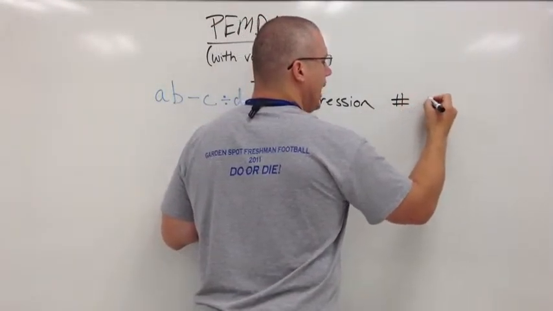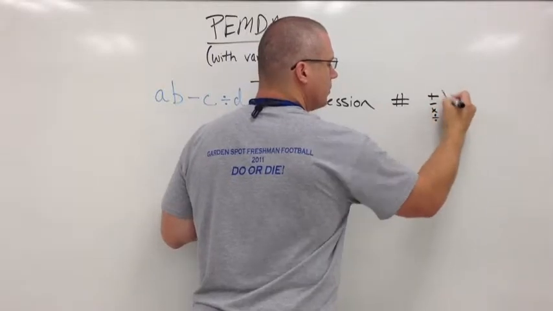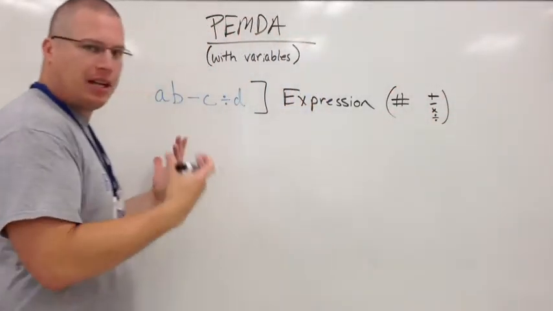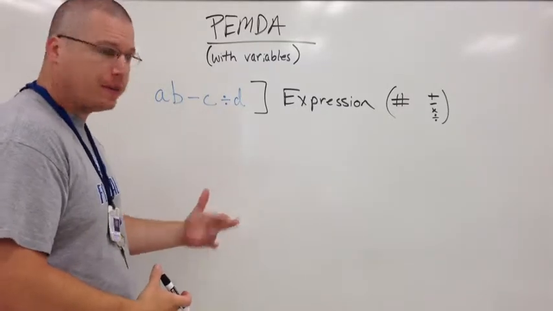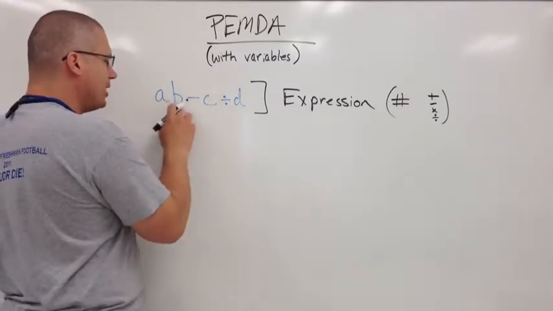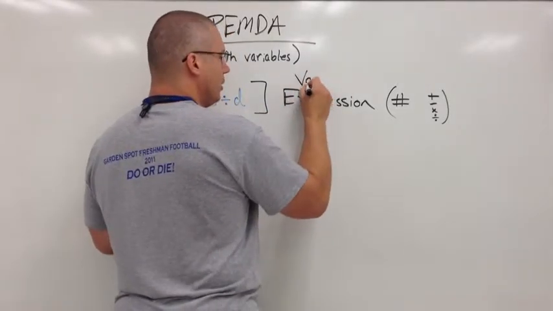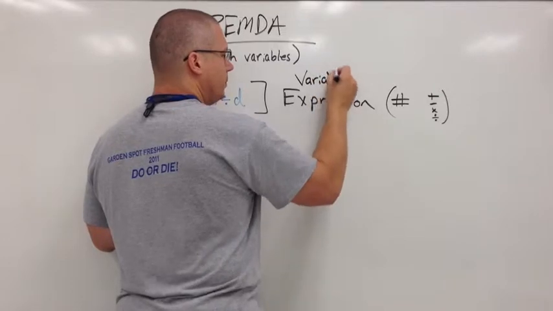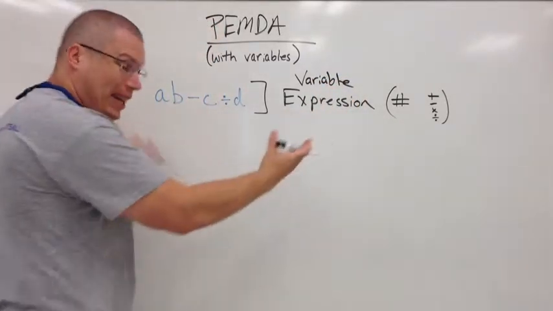An expression is when I have numbers tied together with operations. Numbers and operations. So that's what makes an expression an expression. It's not a problem, it is an expression. Now, this one specifically has variables in it. So this is not just an expression, it is a variable expression. So that's what it is.